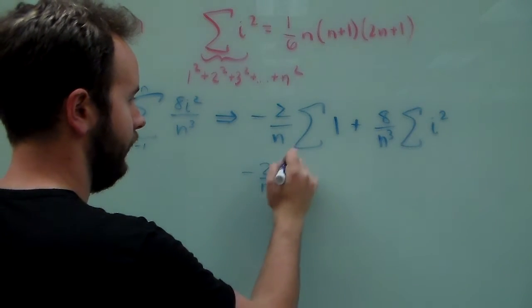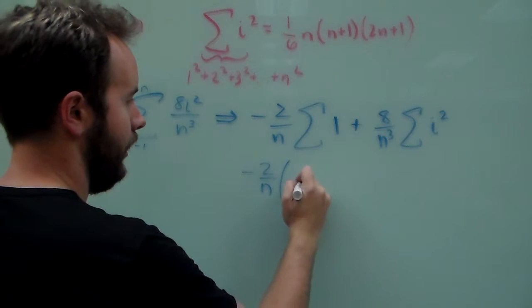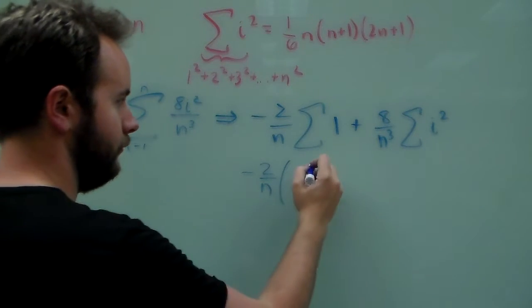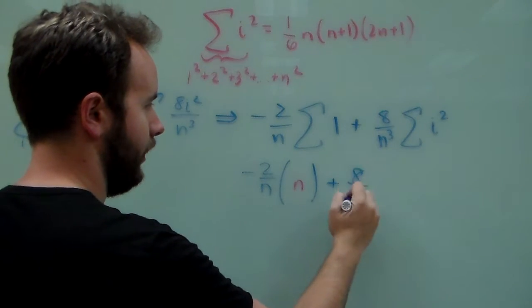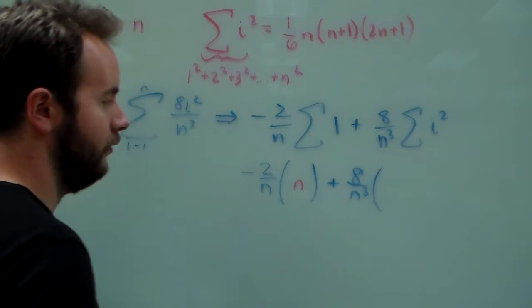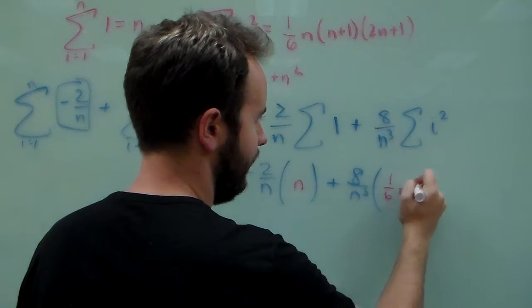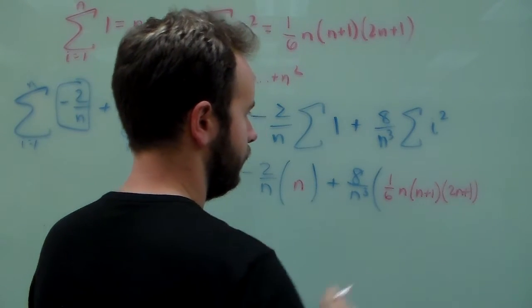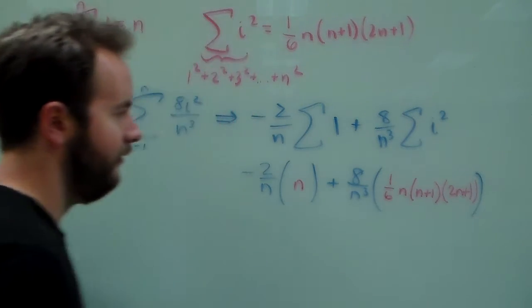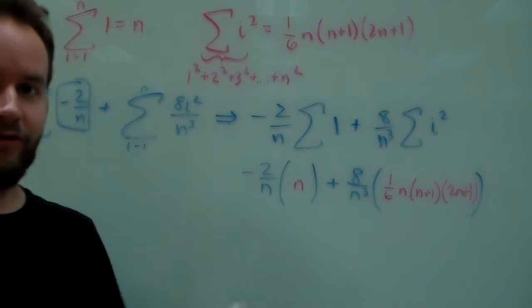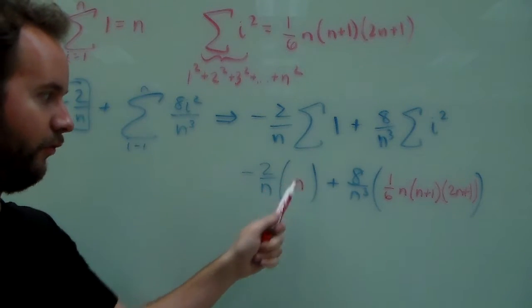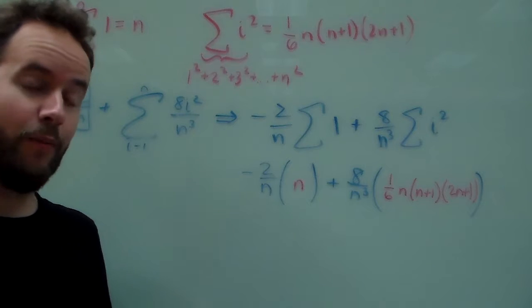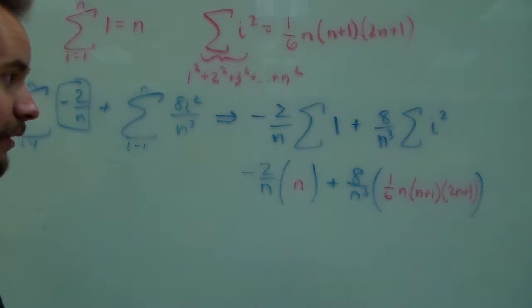Negative 2 over n times n plus 8 over n cubed times 1/6 n times n plus 1 times 2n plus 1, close parentheses. And now I've gotten rid of the summations, right? The summations are now gone. The summation of 1 became n. The summation of i squared became 1/6 n times n plus 1 times 2n plus 1.